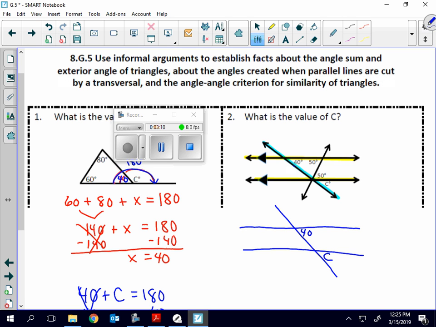All right, they are the same because they are corresponding. All right, so the value of C is 40 degrees, and the reason, even though they didn't ask, is that they are corresponding or congruent.